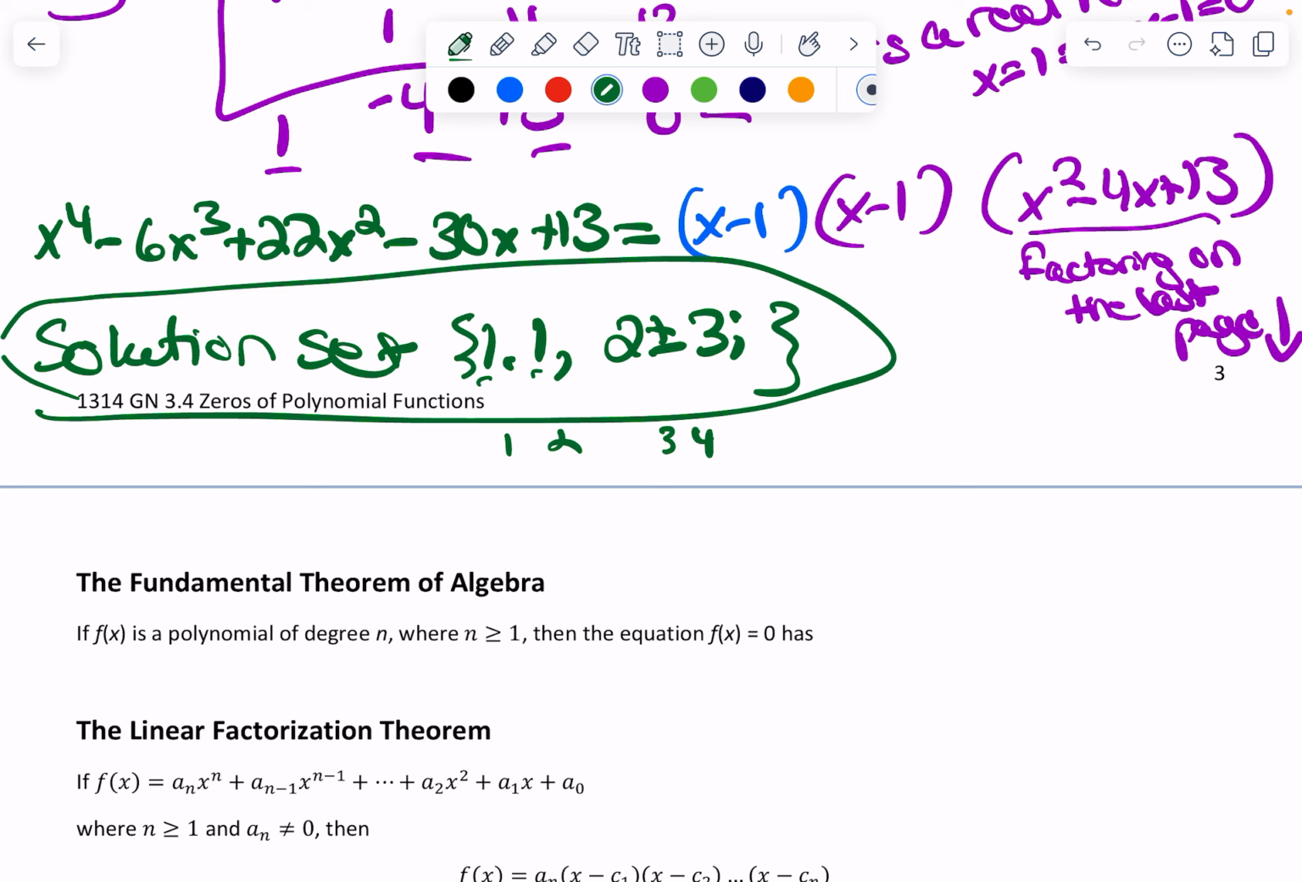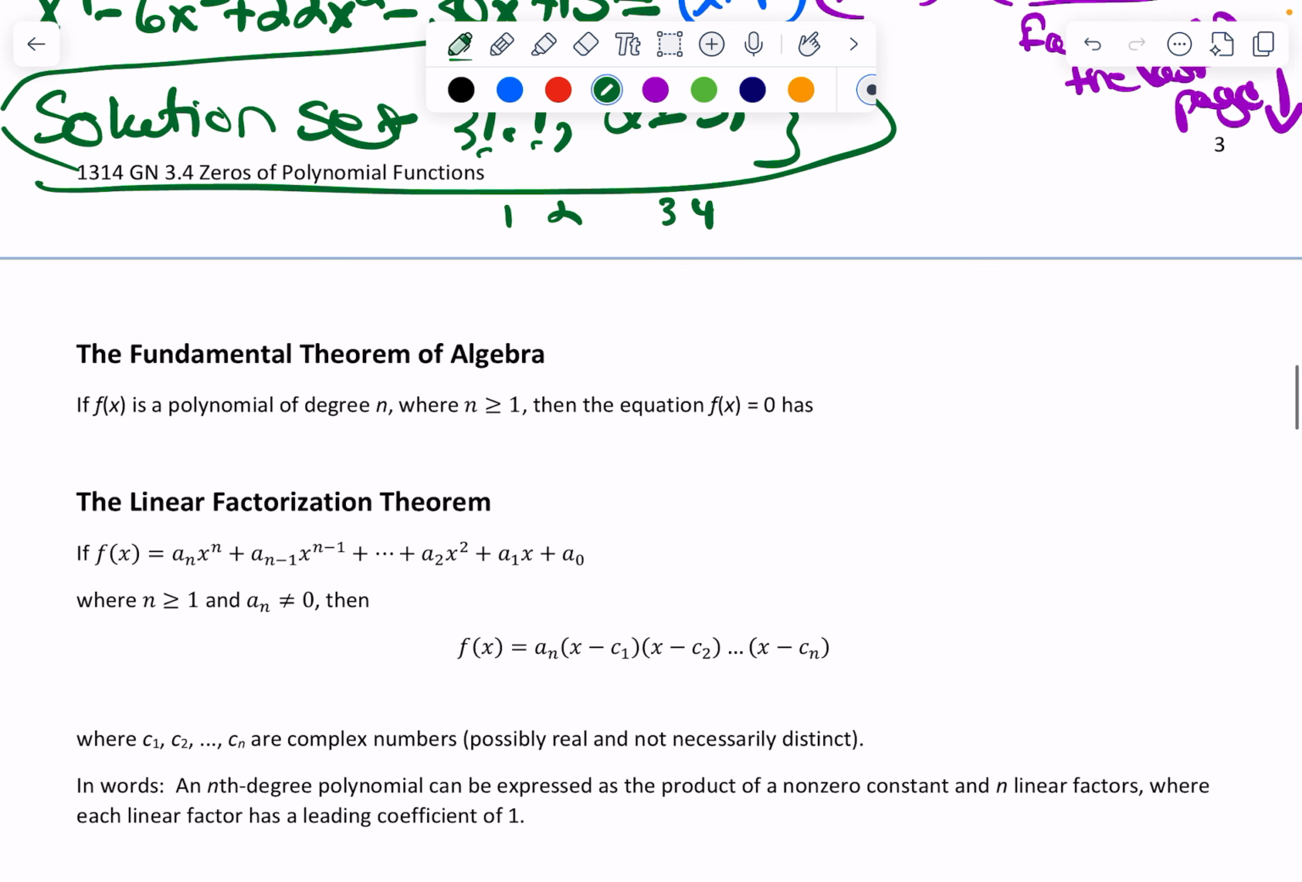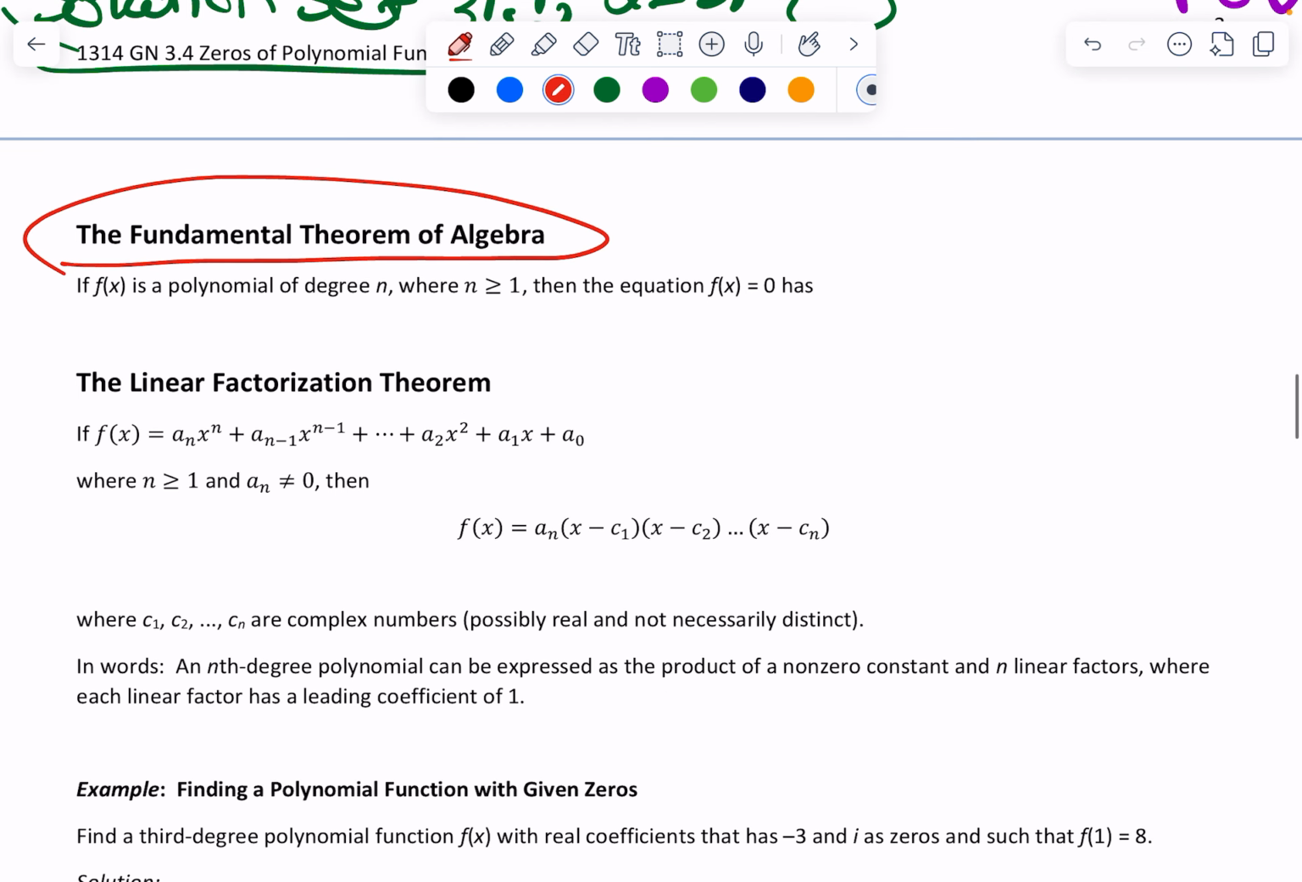Okay, next one. What we're going to do is look at the fundamental theorem of algebra. So if f of x is a polynomial of degree n, where n is greater than or equal to 1, then the equation f of x equals 0 has at least one complex root.